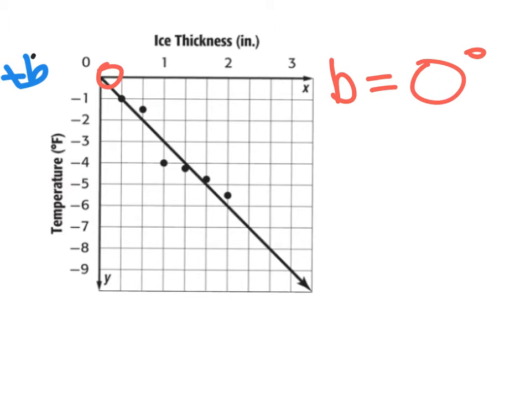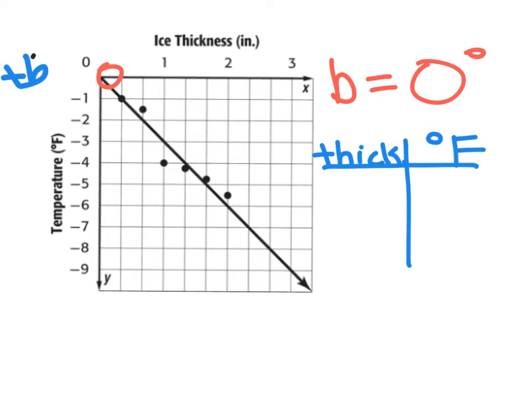Now I need to figure out my slope or my rate of change, my change in y over change in x. So my x is my thickness, my ice thickness. I'm just going to abbreviate that as my thickness, T-H-I-C-K. And then my temperature is my y-axis. So x always goes on the left, y goes on the right, x goes left to right on my graph, y goes up and down.